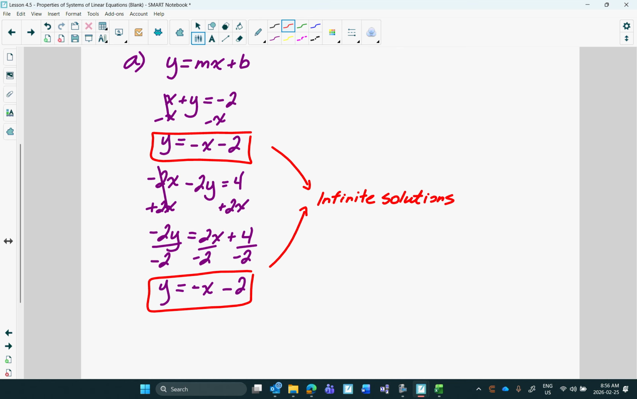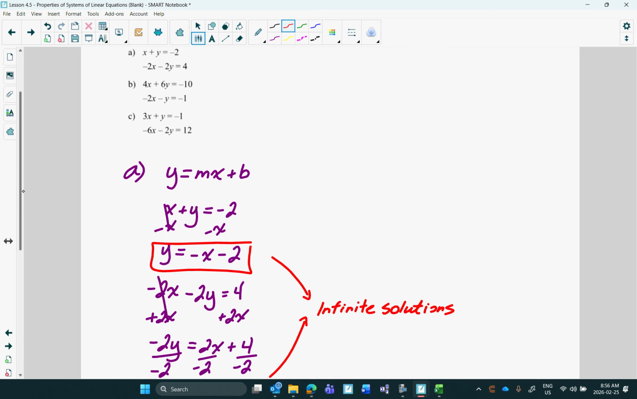And we got to do the same thing for B and C. So I'll just do B over here. So 4x plus 6y equals negative 10. I got to put that in slope-intercept form. What do I do first? Minus 4x on both sides, and I get 6y equals negative 4x minus 10.